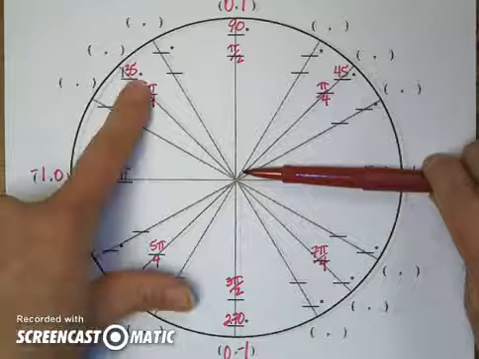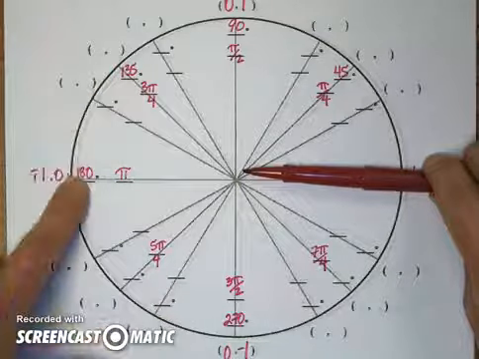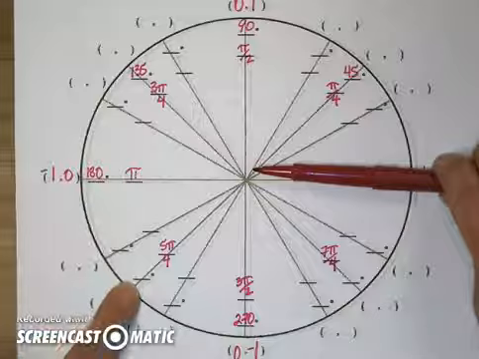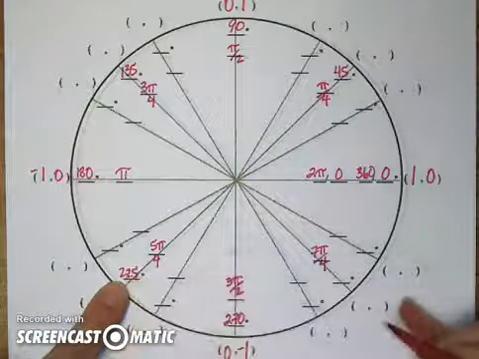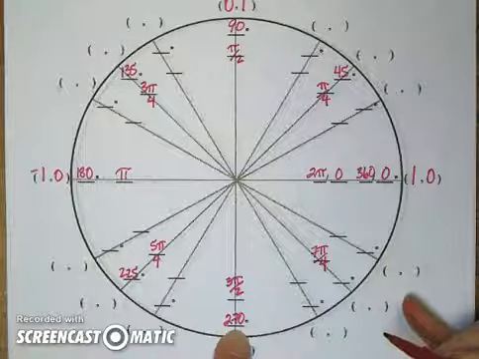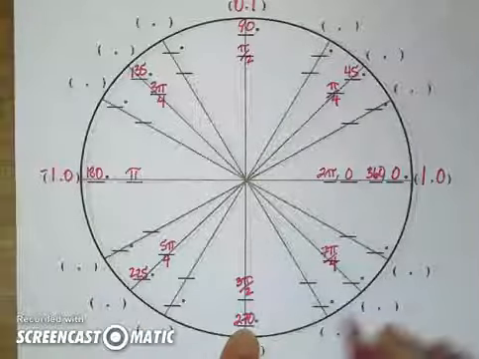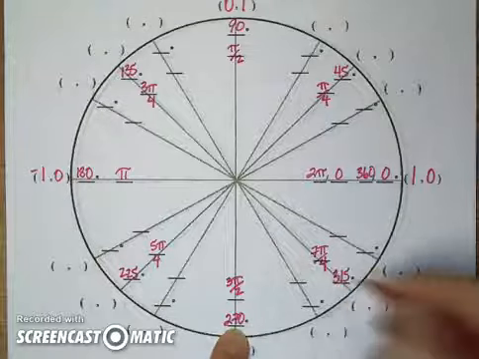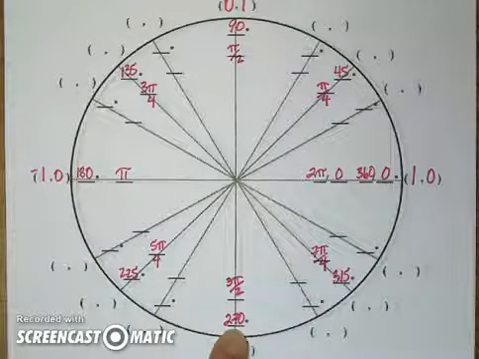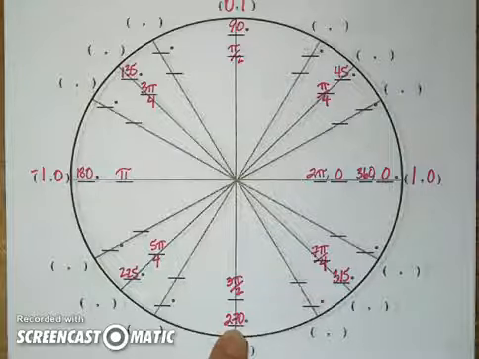This is 135, this is 180. Add 45 degrees and you're at 225. Add 45 degrees and you're at 270. Add 45 degrees and you're at 315. Yes, you will have to do this math and memorize these without the calculator. You can do that. Now let's talk about the other angles.